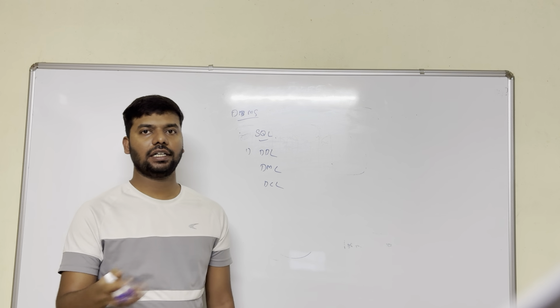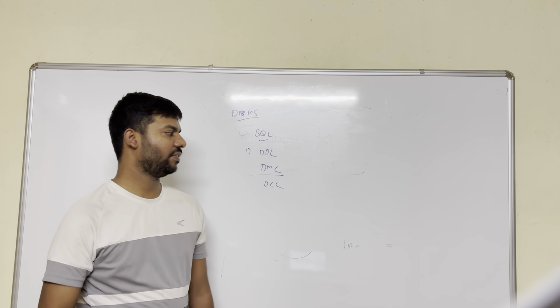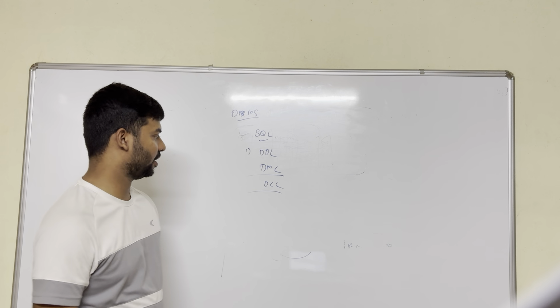Create, insert, update, delete statements are there. In DML, select, where, order by, all these statements are there. Okay. In DCL, rollback, commit, save point, all these transaction related statements are there.